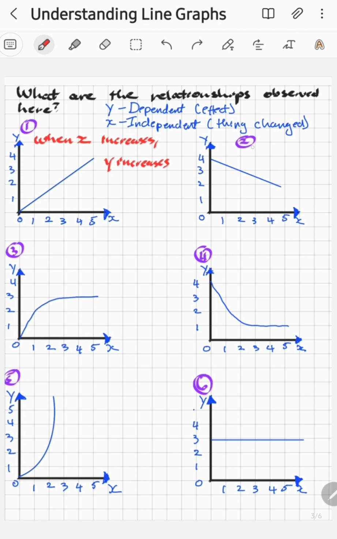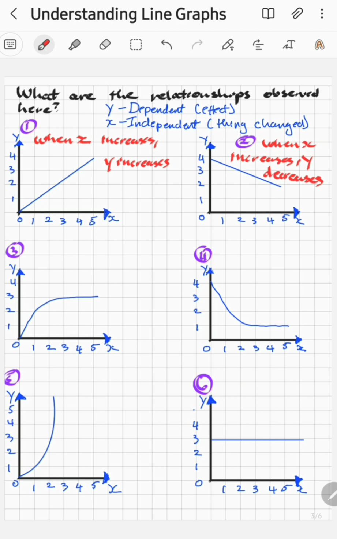Okay, so for graph number 2, we always start with the independent variable, that is the thing that is changing. When x increases, what happens to the y? We see that the y, the numbers are decreasing. We're moving down from 4 to 3 to 2 and so on, right? So when x increases, y decreases. Okay?